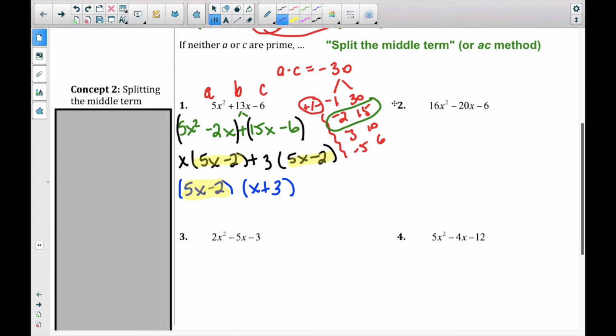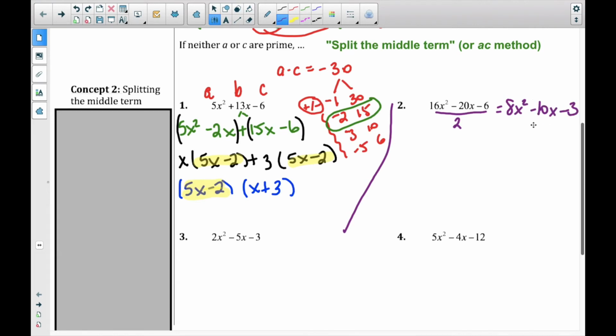Let's look at number 2. This was the one that we said looked really big and ugly. And there is a way to make it a little bit less big and ugly. Can you see if there's a GCF? Let's divide this whole thing by 2. And so when I divide it by 2, I get 8x squared minus 10x minus 3.